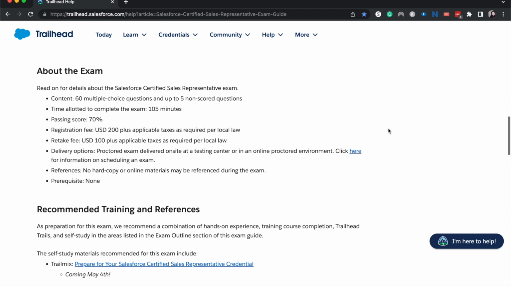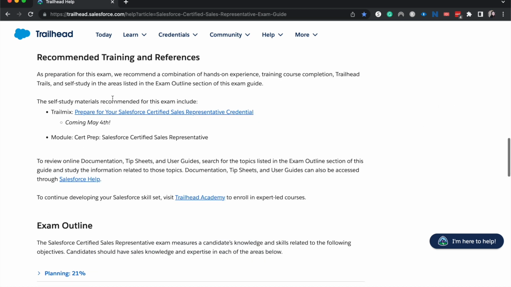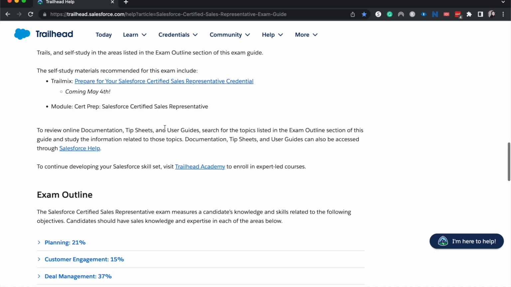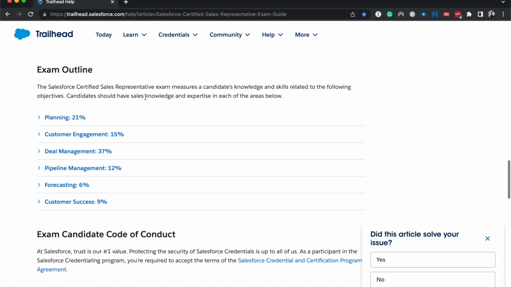It's kind of like, so pretend like this about the exam is the question. There'd be like a bar right here, and then over here, there'd be a spot to take notes just to type them. All right, and there are some recommended training resources, a trail mix for you to go through. There is some Salesforce help and modules. All right, let's go ahead and jump into the exam outline.